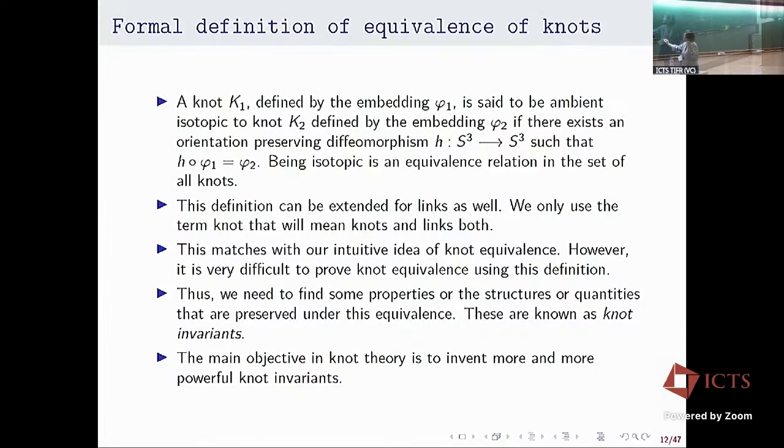Given a knot K, they try to associate something, let's call it I of K. That I of K can be a number or a group or a set or a polynomial. And that is what we call a knot invariant. So knot invariants are something which are preserved under equivalence. So if, given two knots, I compute that particular invariant, and if I detect that they are not the same, then I can say they are not equivalent.